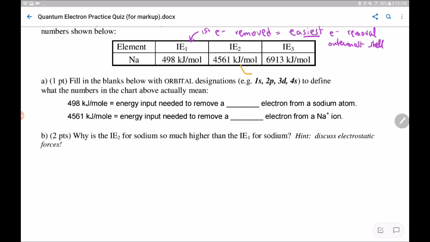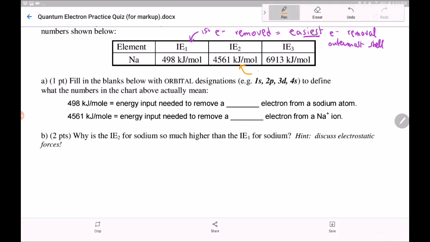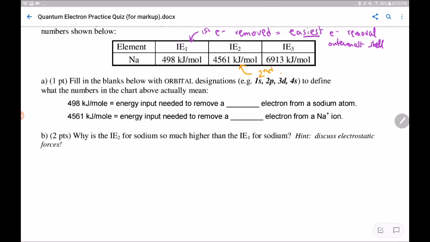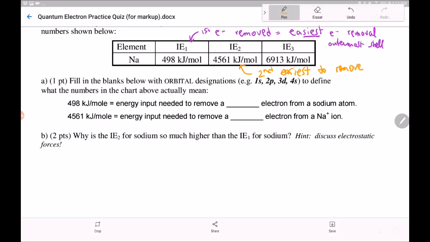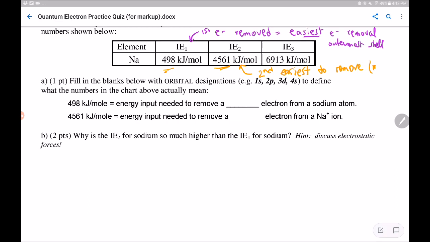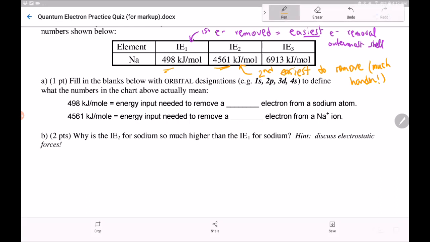This is IE2. This is the second easiest to remove. You should see that it is much harder, much harder. It's 4,000 kilojoules per mole instead of 400. So this is a big difference, much harder. We'll see why as we answer the question.